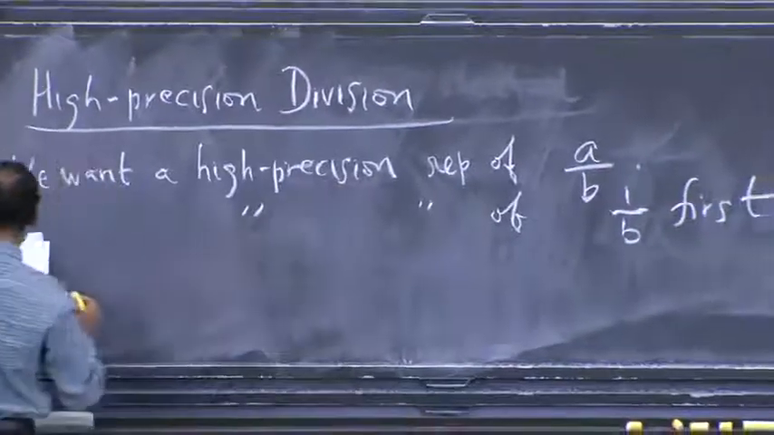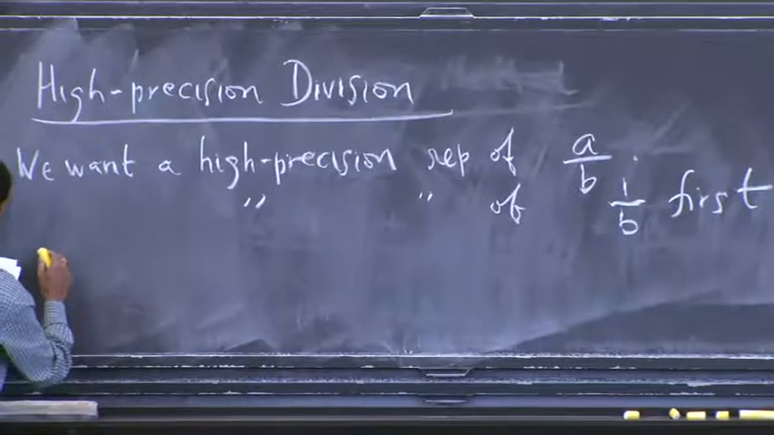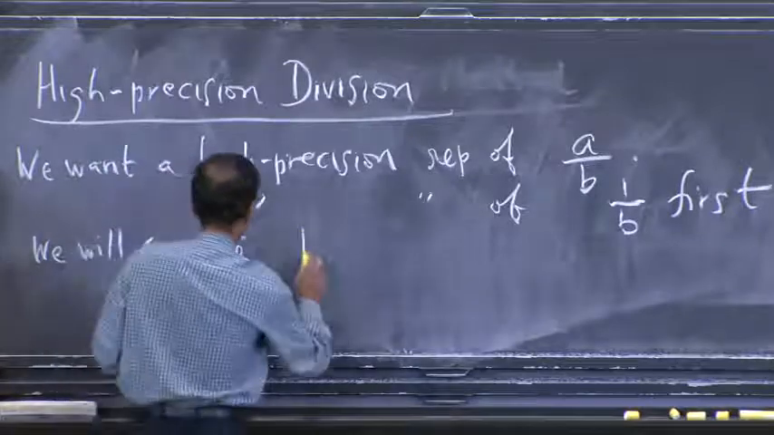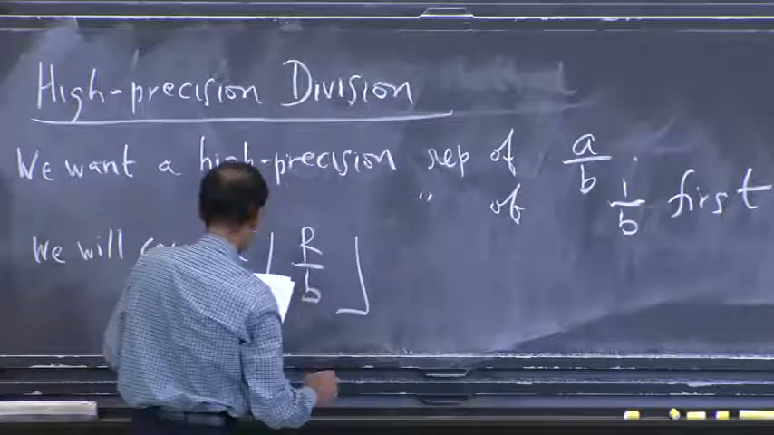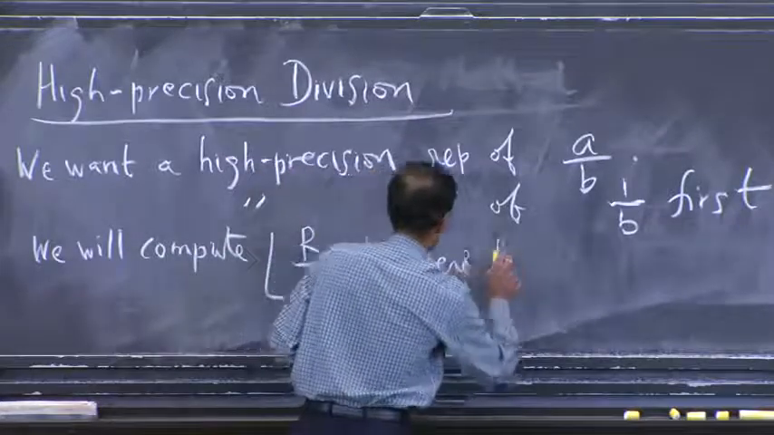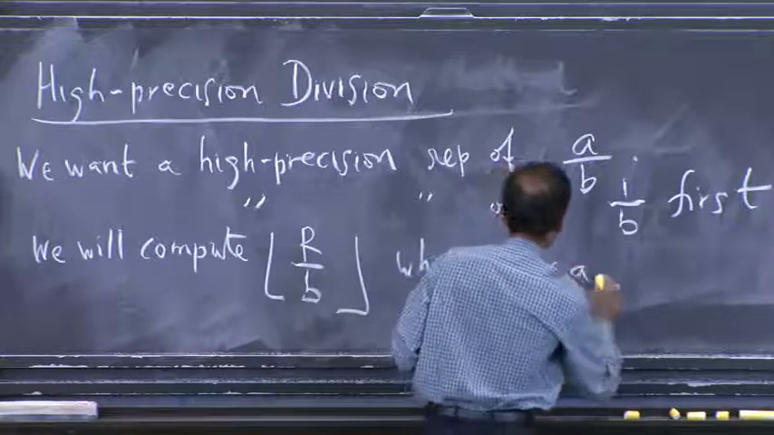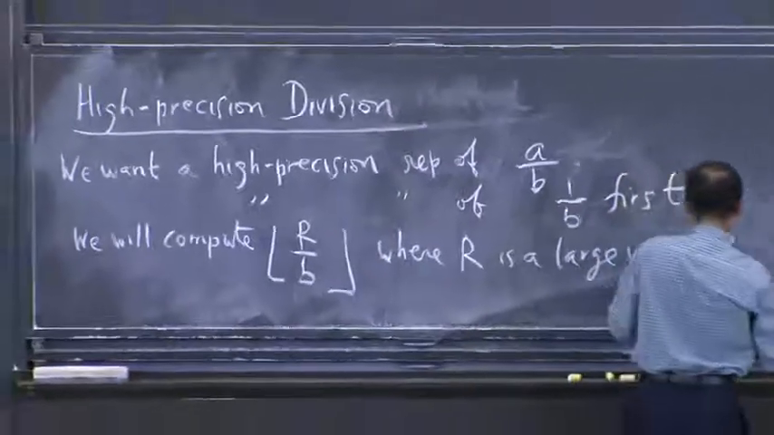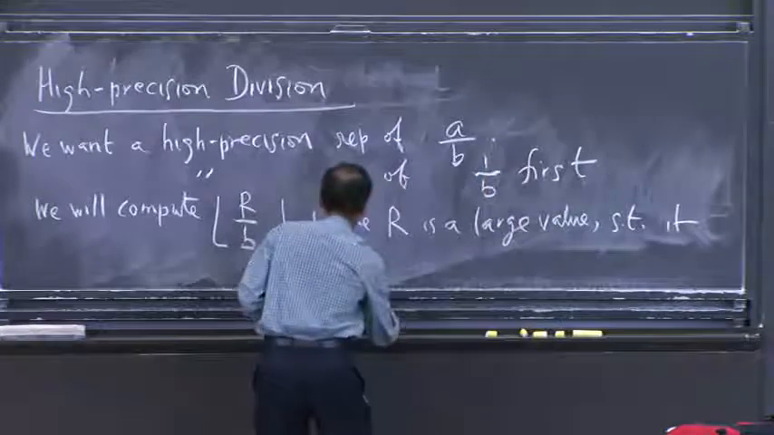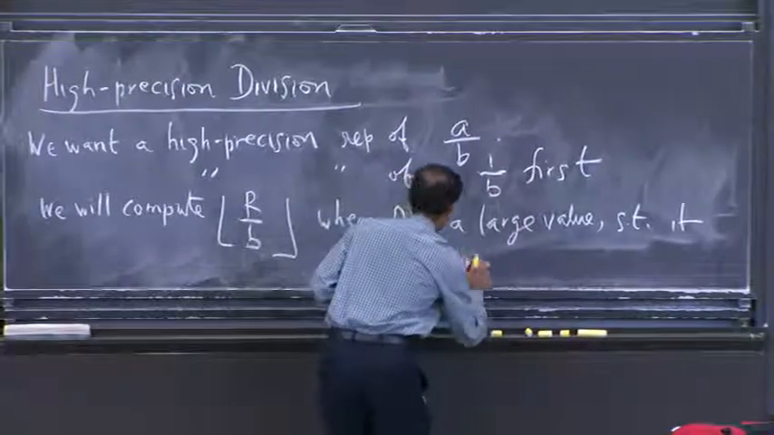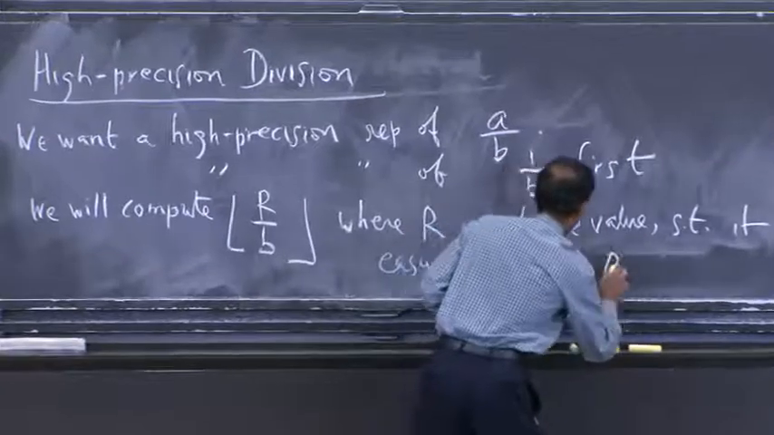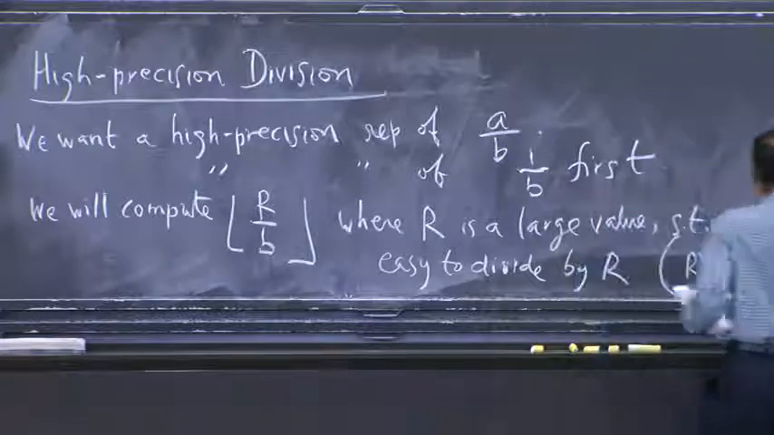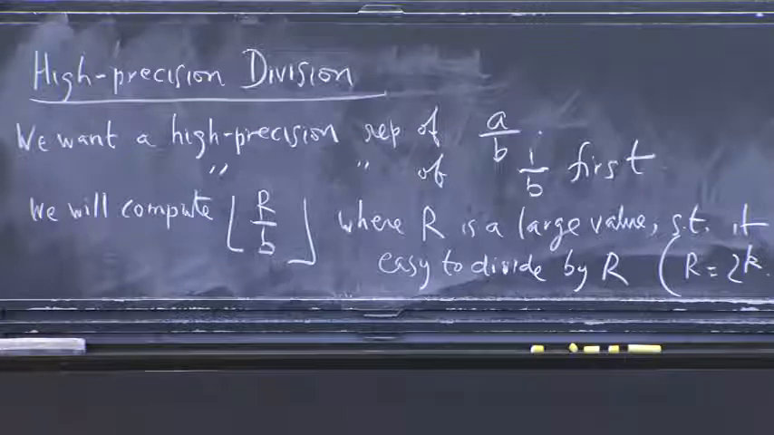What we mean by that is that we'll compute floor of R divided by B, where R is a really large value, and more importantly, it's easy to divide by R in a particular base. For example, R equals 2 raised to k. When we use base 2, you can easily divide through a shift operator.